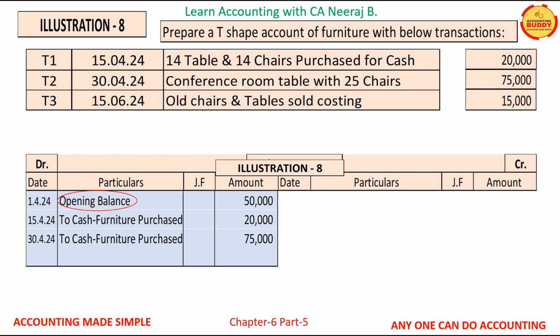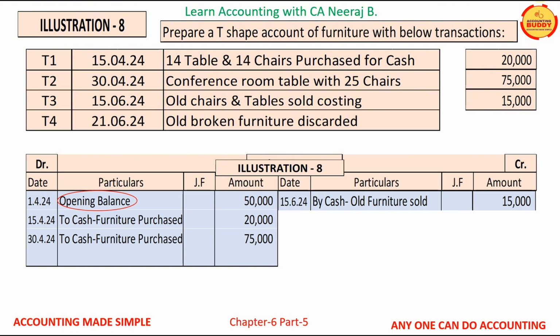With this transaction, the value of the assets, that is the furniture, will decrease by 15,000, and therefore as per asset account rule, this transaction will be recorded on the right hand side, that is the credit side of the furniture account. Transaction T4 is broken furniture worth 2000 was discarded by the business.